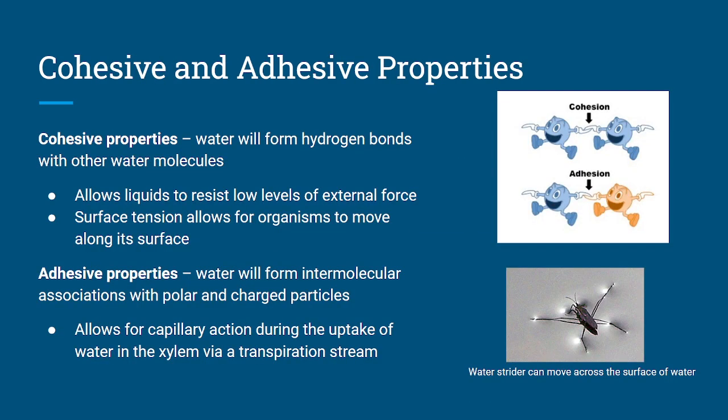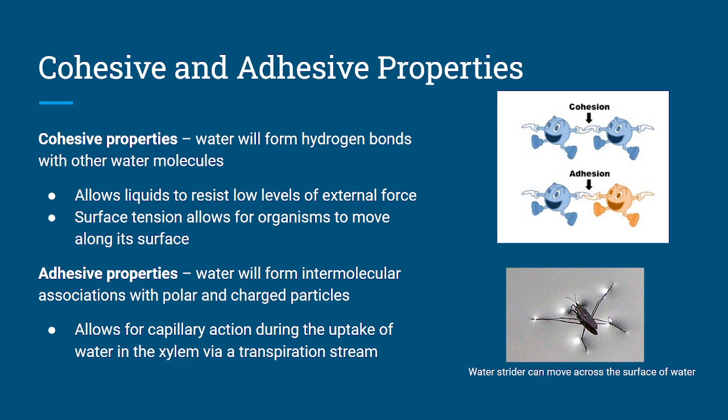The cohesive and adhesive properties of water. The cohesive properties allow water to form hydrogen bonds with other water molecules. This allows liquids to resist low levels of external force, and surface tension allows for organisms to move along its surface. We can see down here that the water strider can move along the surface of water without actually sinking in.